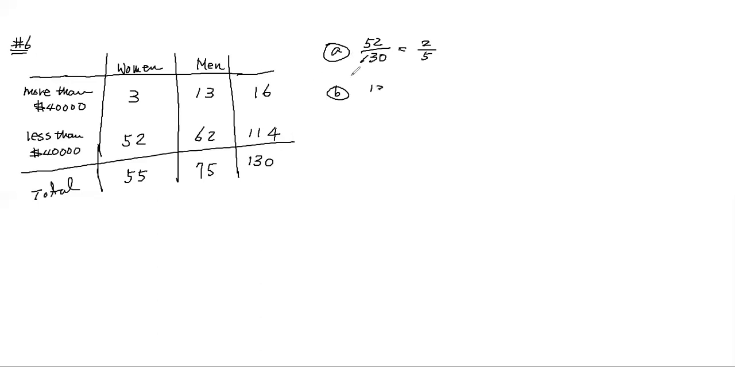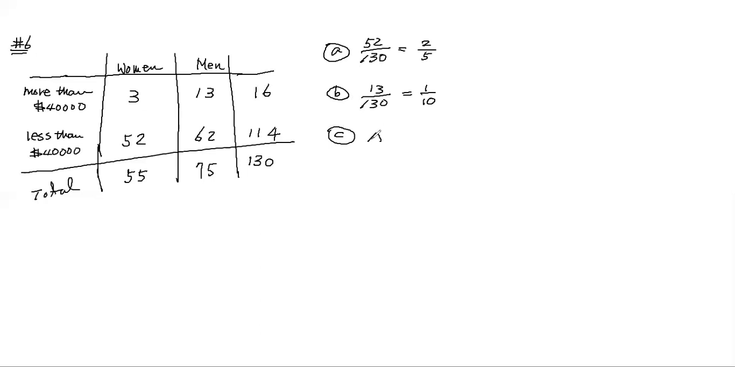So it's 13 over 130, right? So earn more than 40,000, right? So there's about a 10% chance you will get a man who earns more than 40,000. Part C, you choose a person who is a man or earns more than 40,000. Okay, so it's a man.